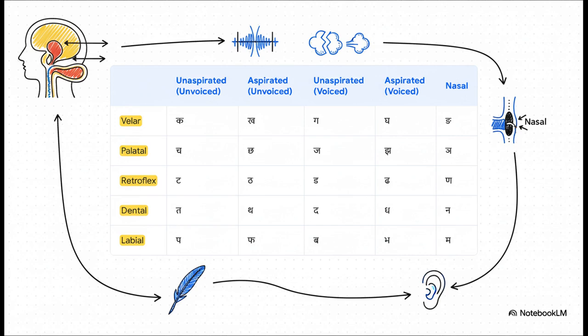And the columns, that's how you make the sound. Some have a little puff of air, some don't, some use your vocal cords, some don't. Try this. Put your hand right in front of your mouth. Now say ka. Not much air, right? Now say kha. Whoa, feel that puff of air? That's aspiration. And this entire incredible system is captured perfectly in this one grid. It's not an alphabet, it's more like a scientific instrument.